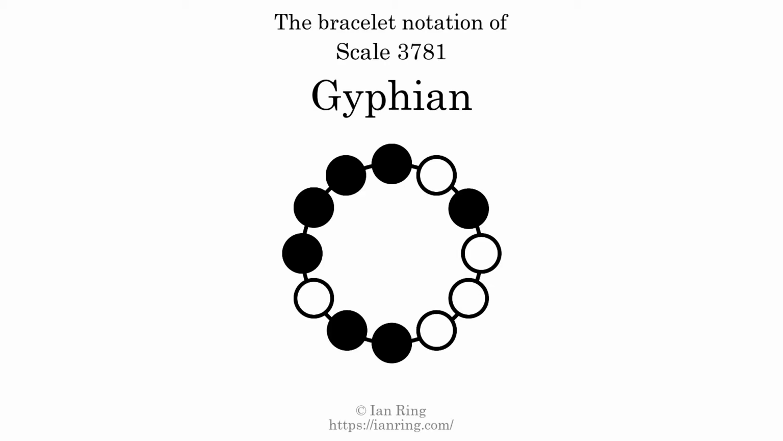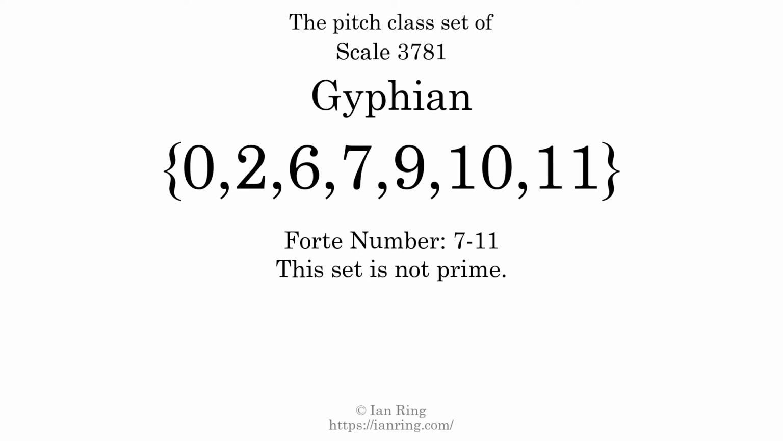This is a bracelet notation diagram of scale 3781. The shaded circles represent tones that appear in the scale, and they are read clockwise, starting at the top. The pitch class set for this scale is 0, 2, 6, 7, 9, 10, 11. The prime class is 7, 11. This set is not prime.